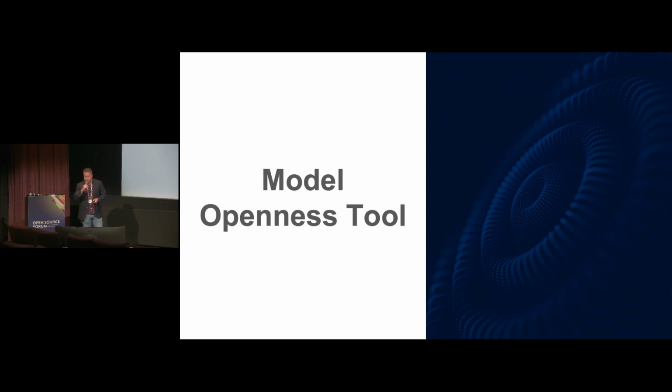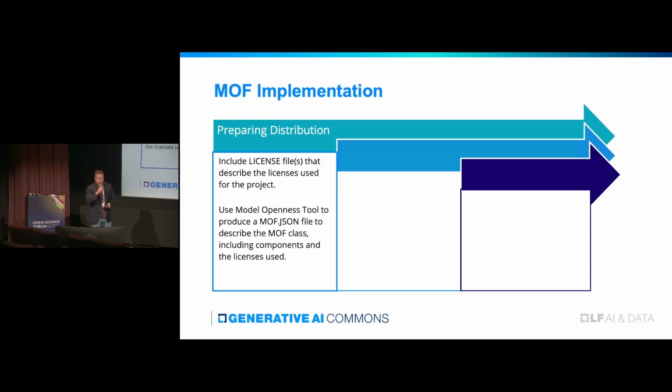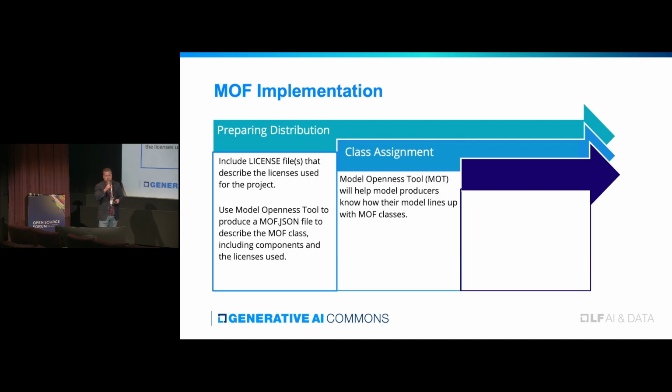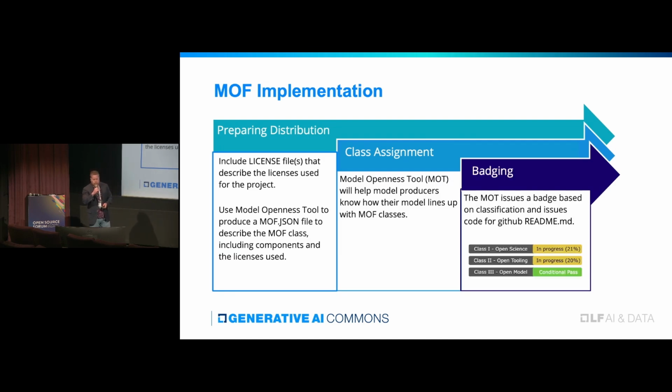So we also have the model openness tool, which we developed to make the MOF implementable or actionable. We initially started out with a manual process where we would create this mof.json file, which is basically an index file that's paired with the licenses that are in the distribution. But we had to develop this tool to automate a lot of this process. And so what happens is a model producer submits their model to the model openness tool. It generates the JSON file for them. Think of it like an SBOM. And then the output of that is a markdown file that you would add into your GitHub repo.